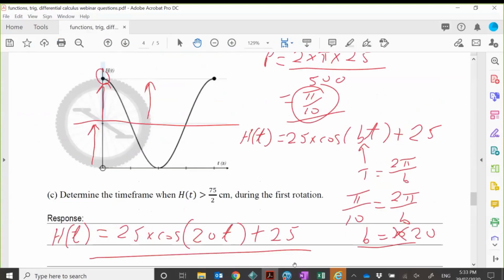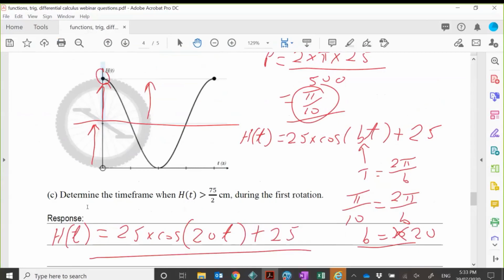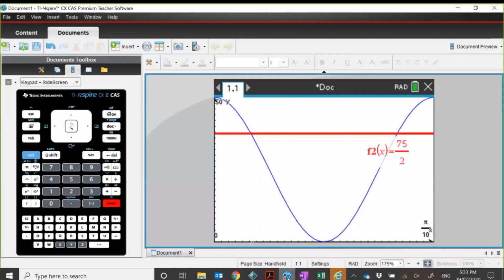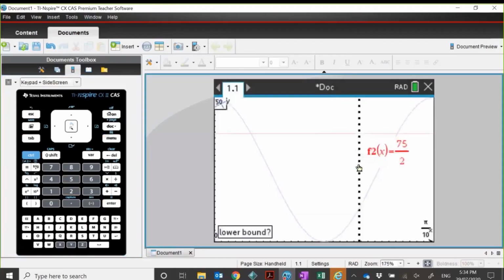Now, the second thing we need to do here is determine the time frame, so how long the height is bigger than 75 over 2 during the first rotation. We can put the 75 over 2 onto our graph that we've just drawn. So if we go tab, put in our 75 over 2, there is our line. And what we are trying to do is find the intersection points, so menu, analyze graph, intersection.